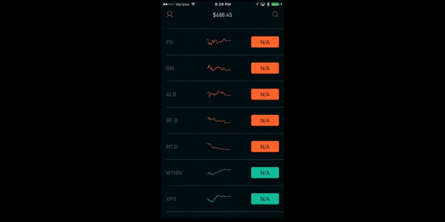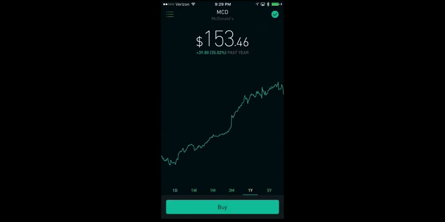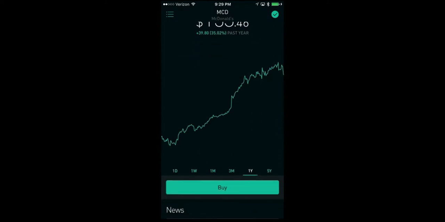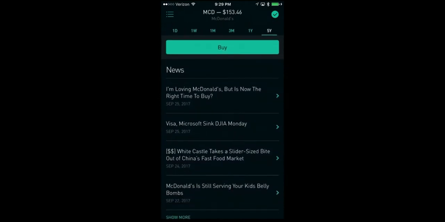Next on the list is MCD, McDonald's. And McDonald's is up 35.02. You know, McDonald's is definitely on the rise. They have a lot going for them as well. They definitely have a lot of talks of new kiosk-based technology, self-serve kiosks, even mobile ordering capabilities, which I'm sure most of you have seen how mobile ordering kind of impacted Starbucks over the last year.